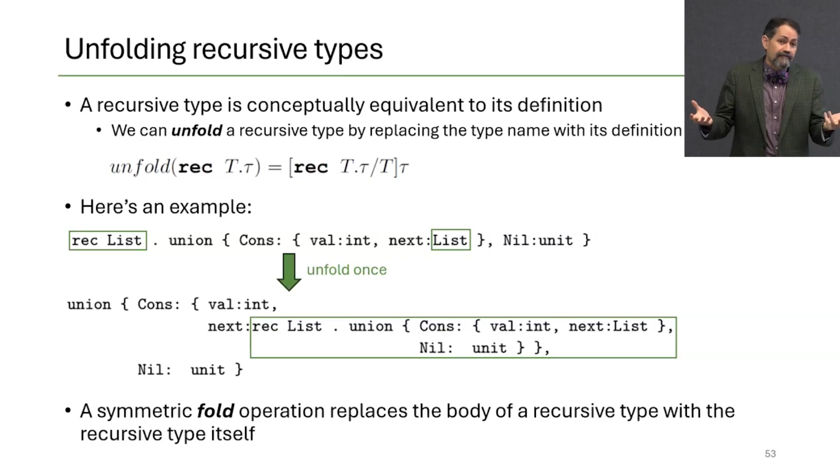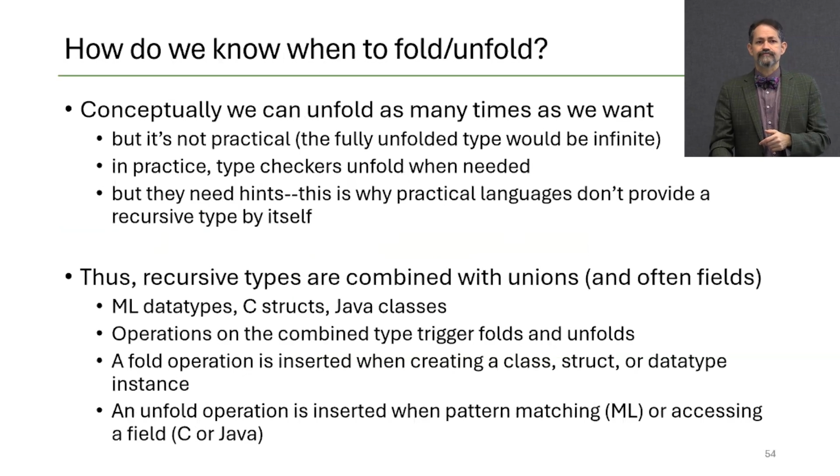We can then unfold again, right? We can unfold the inner thing, and we get continued unfoldings of this union with the cons cell, with the record, and then another recursive type. There's a symmetric fold operation that goes from the big type with list expanded down to the recursive type itself. Now, this folding and unfolding is basically the equivalence between the integer list type and its definition.